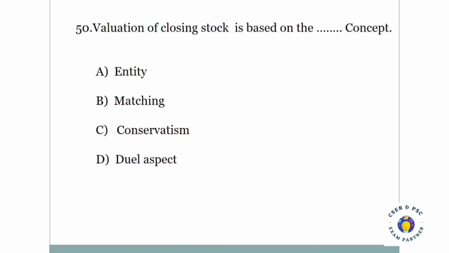Question number 50. Valuation of closing stock is based on the dash concept. Option A, equity. Option B, matching. Option C, conservatism. Option D, dual aspect.